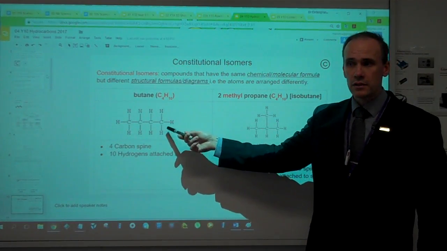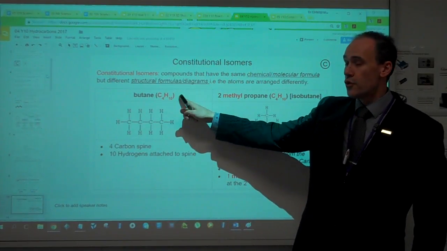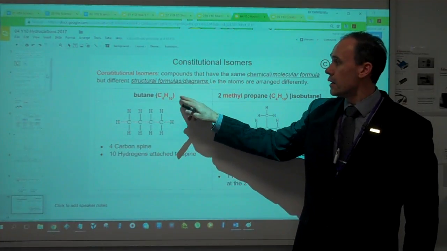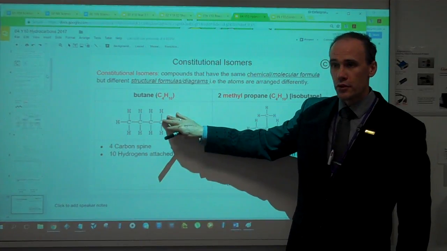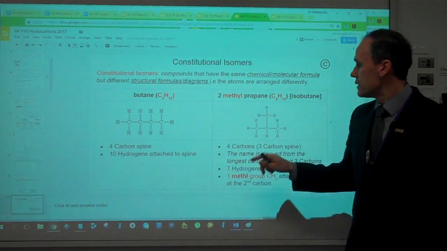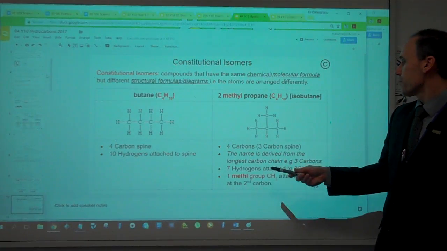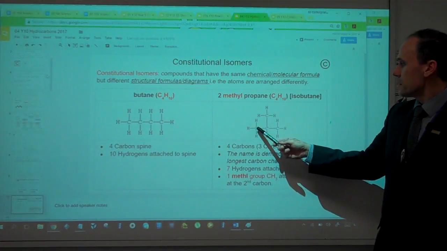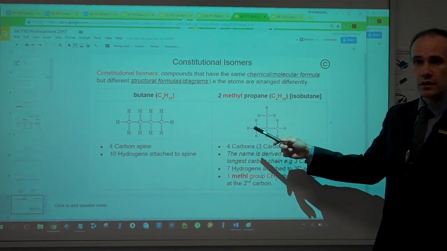That's a gimme, because it just means anything that is a legal structural diagram using that formula. So the first one's a gimme, a straight chain one. The second one doesn't have a straight chain, it's got a kink out the side, a methyl group coming out the side. So 1, 2, 3, 4 carbons as well, with your hydrogens fitted in.